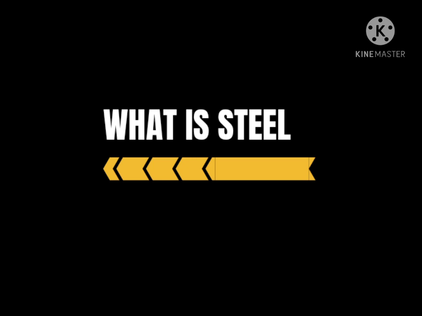So first, I will discuss what is steel. Iron is made by removing oxygen and other impurities from iron ore. When iron is combined with carbon, recycled steel and small amounts of other elements, it becomes steel. Steel is an alloy of iron and carbon containing less than 2% carbon and 1% manganese, and small amounts of silicon, phosphorus, sulfur, and oxygen.